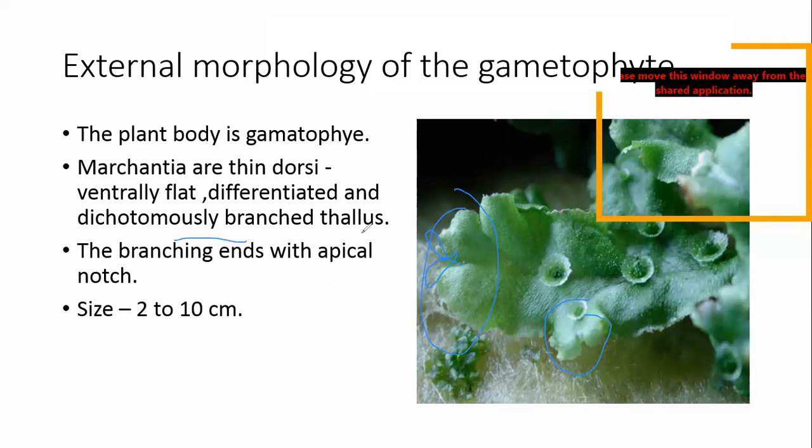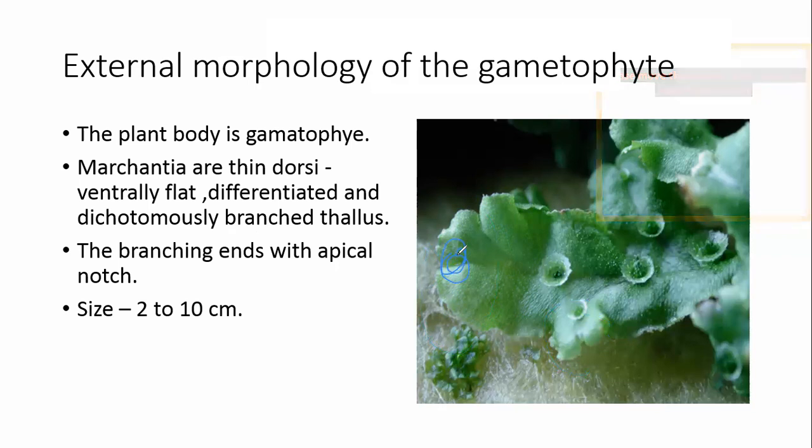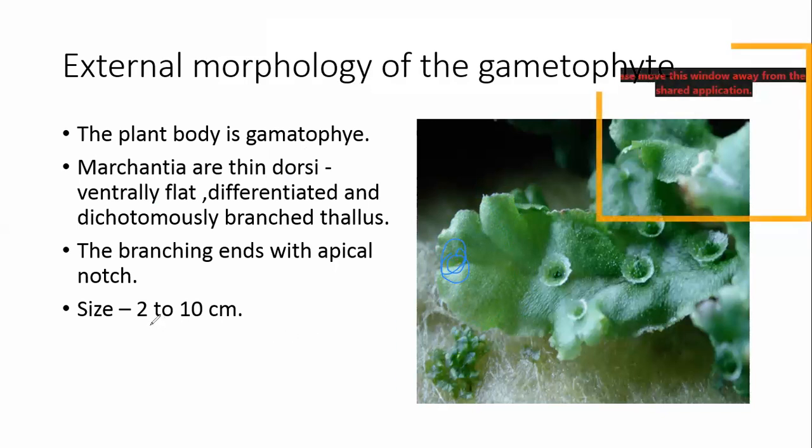And wherever it branches, at the apex, at the tip of the branches, they have a thick region called a notch. At the edge, at the apical end of the branches, they have a thick nodule. So they are called an apical notch. And they grow around 2 to 10 centimeters long onto the surface.